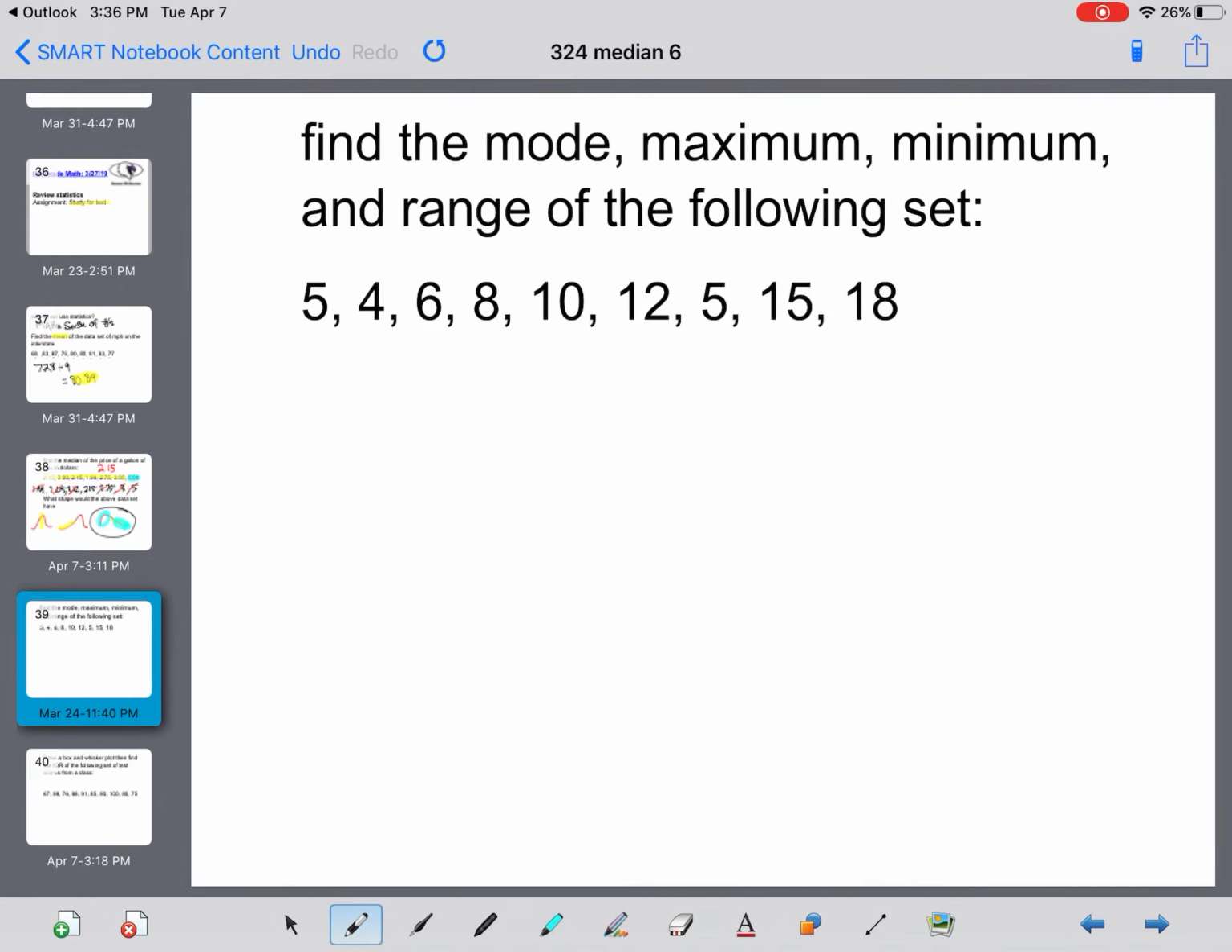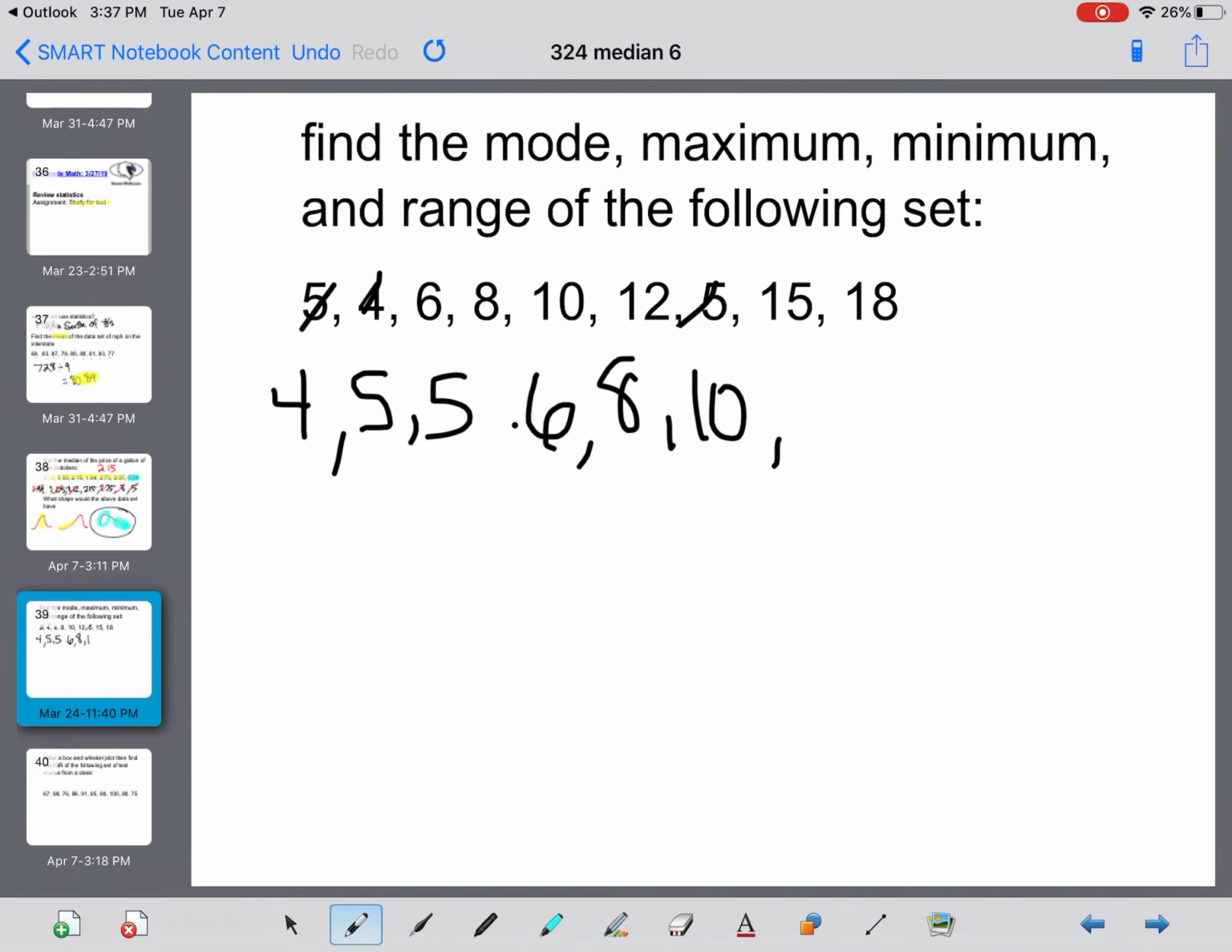So, we're going to find the mode, maximum, minimum, and range of the following data set. We have to put them in number order. So, 4, I see 2 5s, 6, 8, 10, 12, 15, 18. And if you didn't see that, these three numbers are the only ones out of order. So now that is our data set.